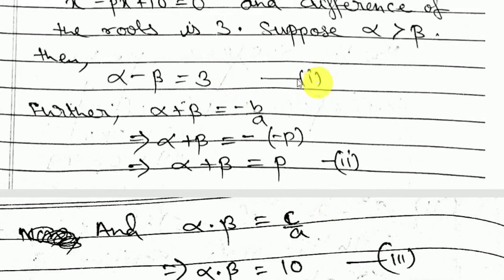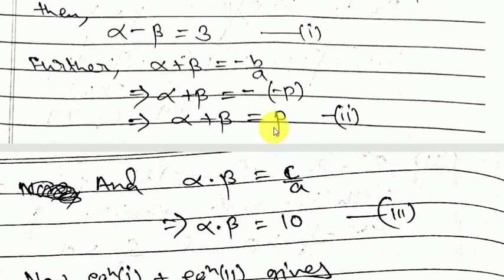So equations 1, 2 and 3, these 3 we are going to use to find the value of p first. And then we can find the value of alpha and beta. So if you use 1 and 2, you can see this.